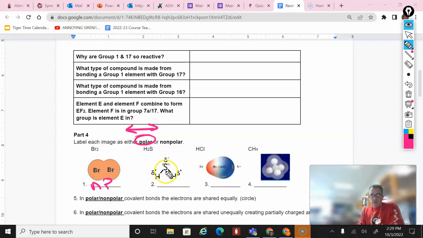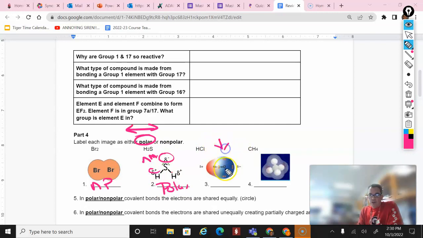Number 2, notice the way that this is drawn. We got some minuses, we got some pluses. Sulfur is tug of warring on the hydrogens. These are both non-metals. Since they're both nonmetals, then we're going to probably get some unequal pulling. These indeed would be polar because we've got minuses and pluses.